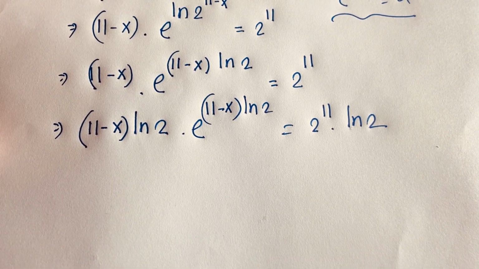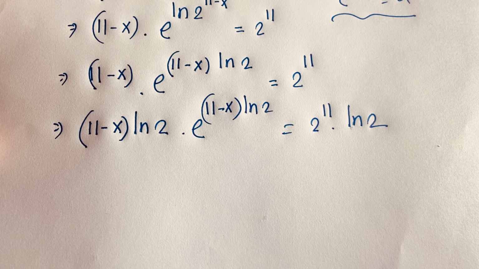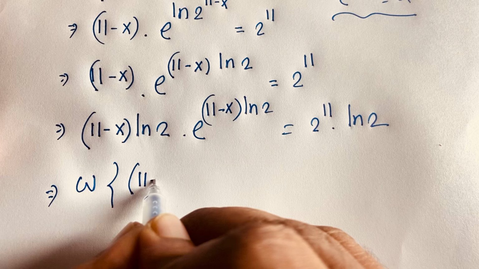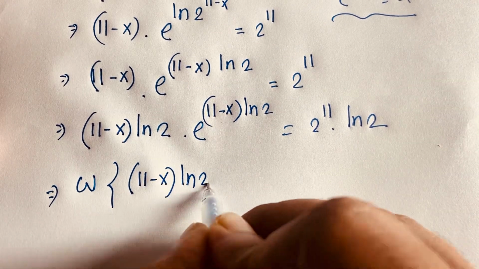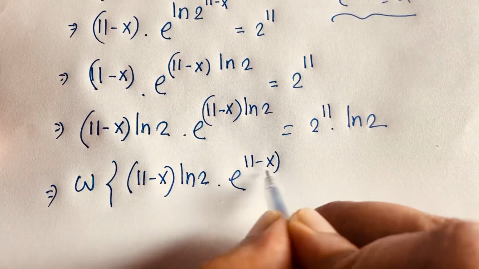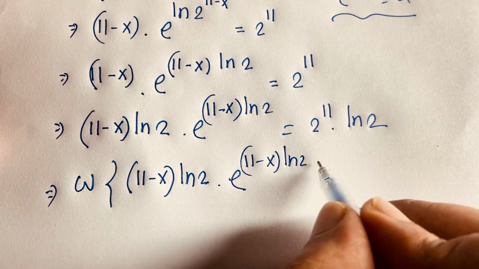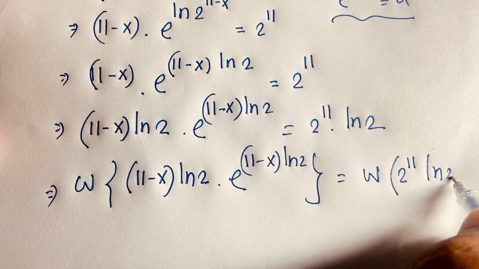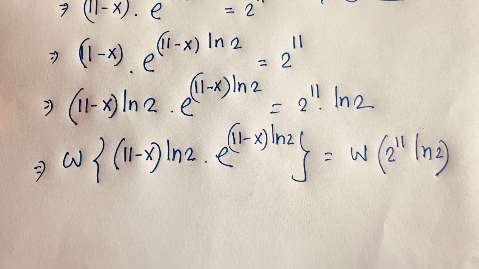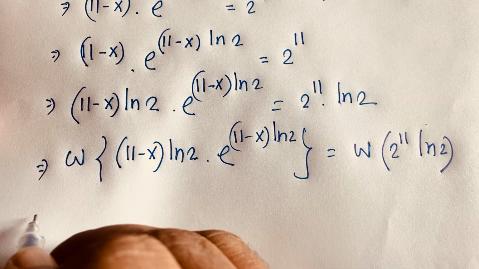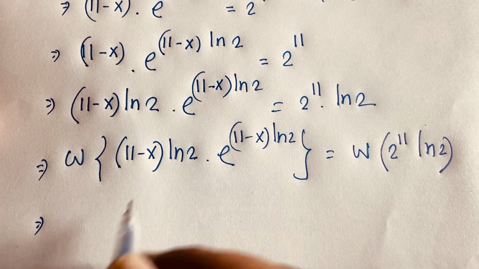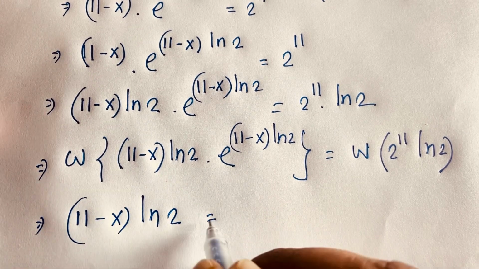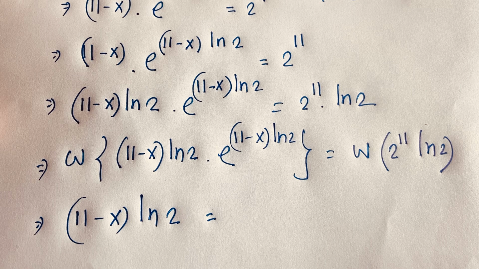Then at this moment, if I use the Lambert W function on both sides, I can say easily the Lambert W function of 11 minus x times ln 2 and e to the power 11 minus x times ln 2. And here is the Lambert W function of 2 to the power 11 ln 2. Yeah, now I can say easily, according to the Lambert W function, it will be 11 minus x times ln 2 is equal to, look, here is 2 to the power 11.